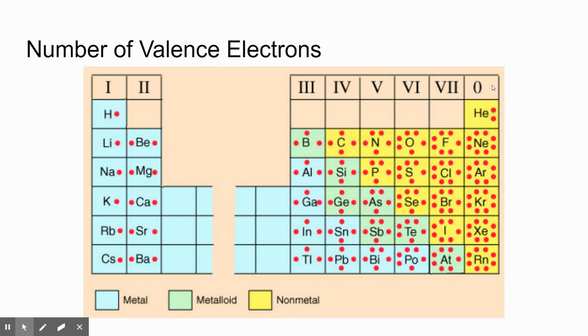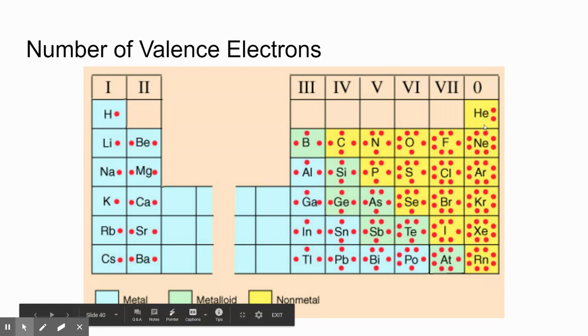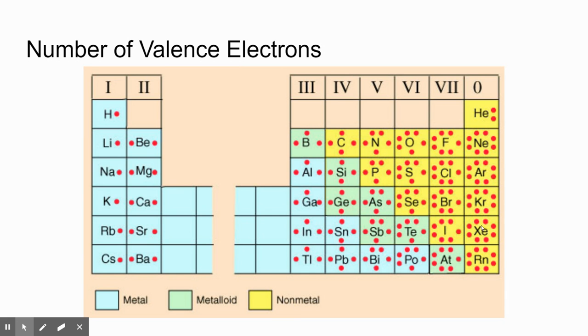And then these all have complete octets. Helium has a complete outer energy level. The first energy level only needs 2. So these won't do anything. These won't bond. These won't form any ions. Okay, these will have no ions.